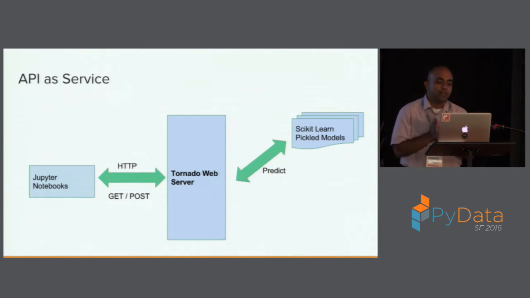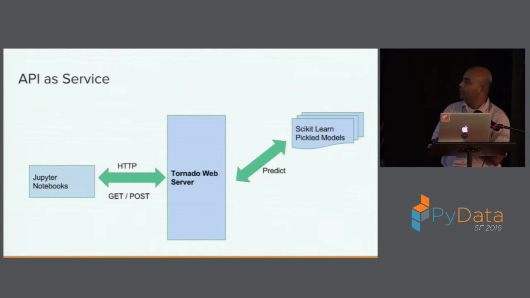All right. So this is what we're going to do in the first step. We're going to first build this API as a service. We're going to build this Tornado web server and wrap the Scikit-Learn pickled model. And then we're going to predict from that model and return that as a GET and POST API service.